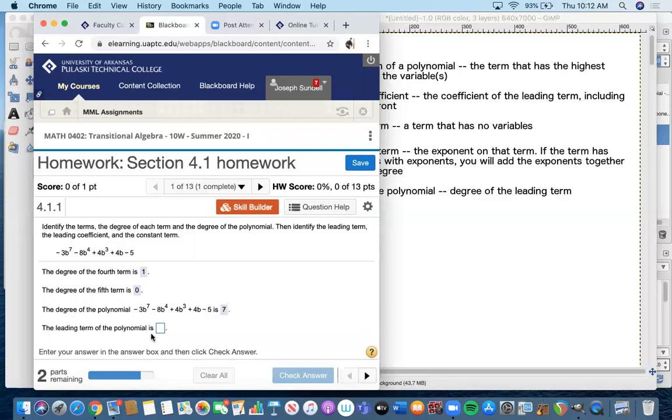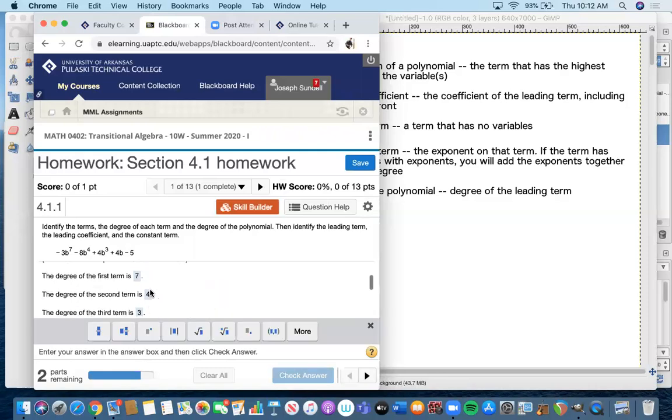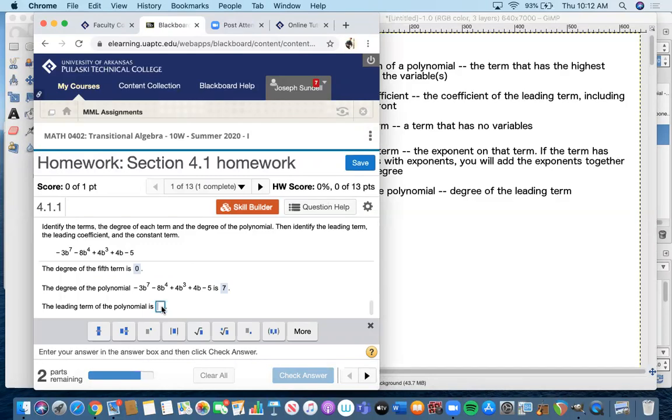And then the leading term of the polynomial. So now it wants us to go back up here to where we listed out all the terms. Which term is the leading term? It's this negative 3b to the 7th. So we just need to write negative 3b to the 7th.